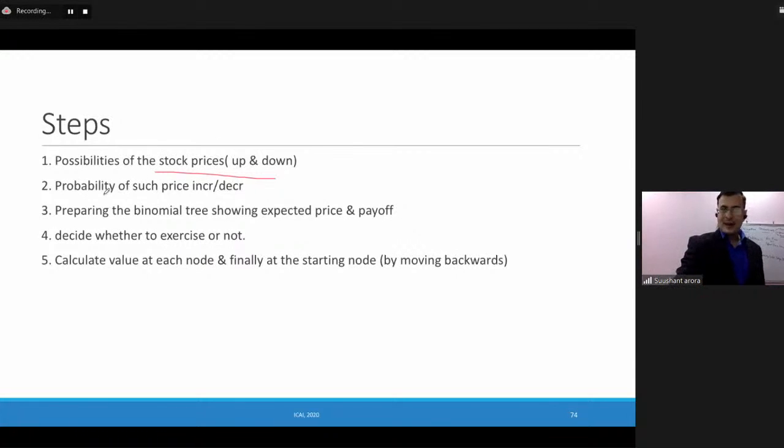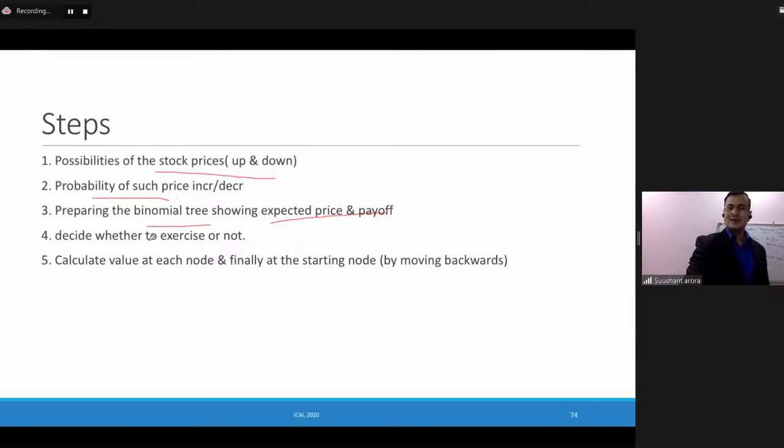Possibilities, followed by such probabilities. Like in question number 11, we had that 20%, 5%, all those things. Then you have to prepare a binomial tree. Very important from the exam. Very, very important. Showing expected price and the payoff. The most complex thing in the whole derivative chapter.